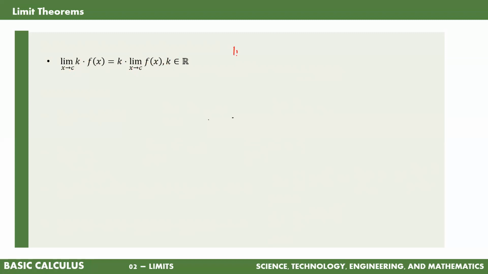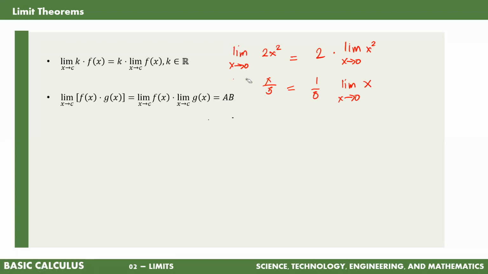So, halimbawa, meron kang limit ng 2x squared as x approaches 0. Pwedeng ang gawin mo para mas madali, ilabas mo yung constant na 2. So, magiging 2 times the limit of x squared as x approaches 0. Ayan. Pareho pa rin yung makukuha mong sagot. O, halimbawa, limit of x over 5 as x approaches 0. Pwede mong ilabas yung 1/5. So, magiging 1/5 times the limit of x as x approaches 0. Okay? Next.